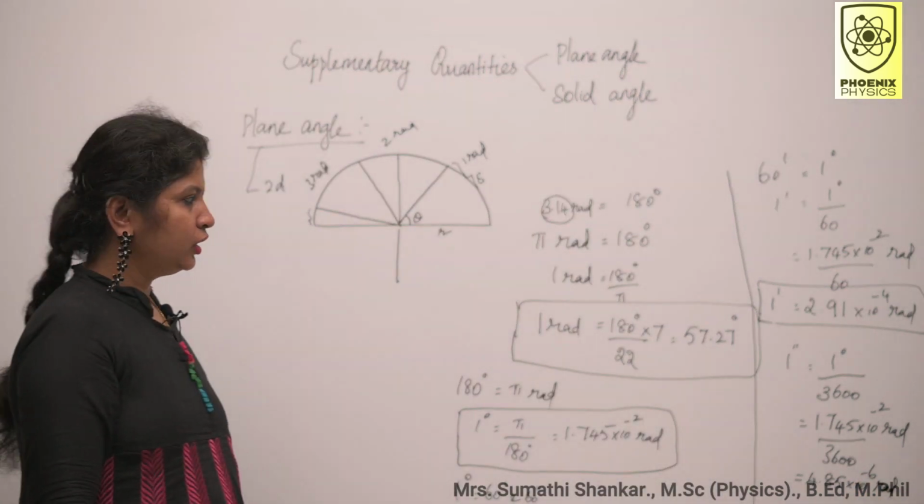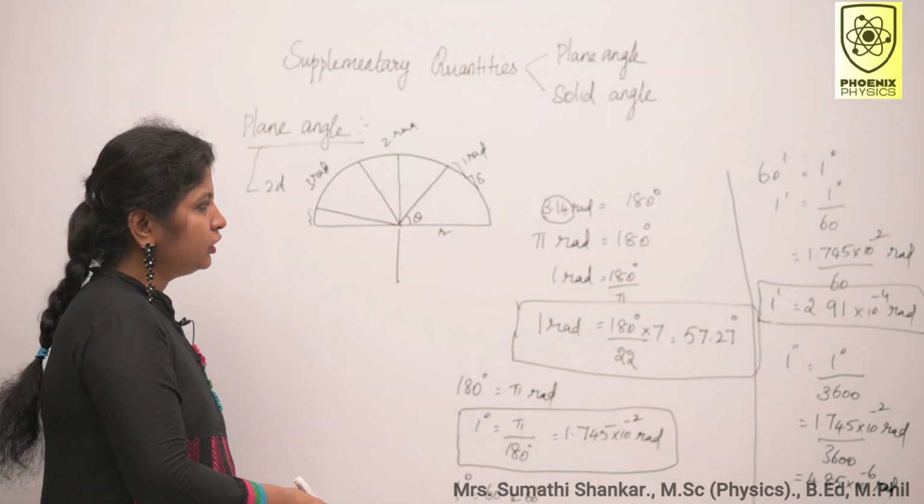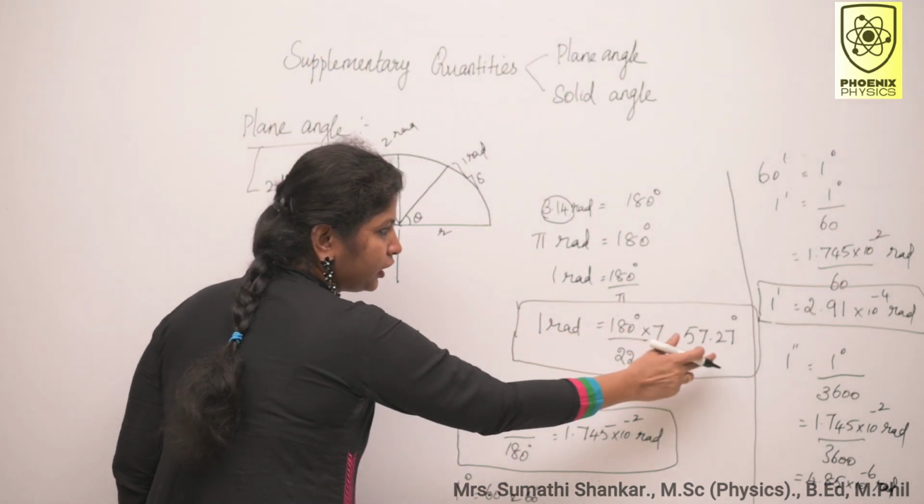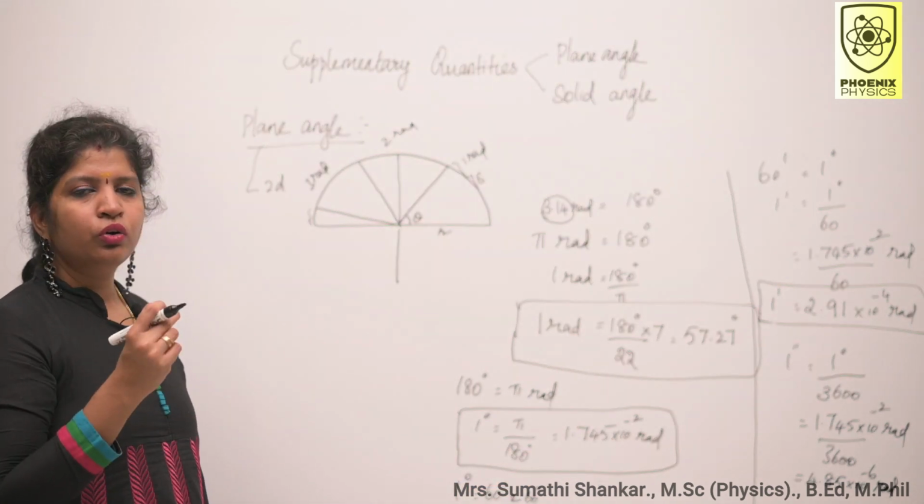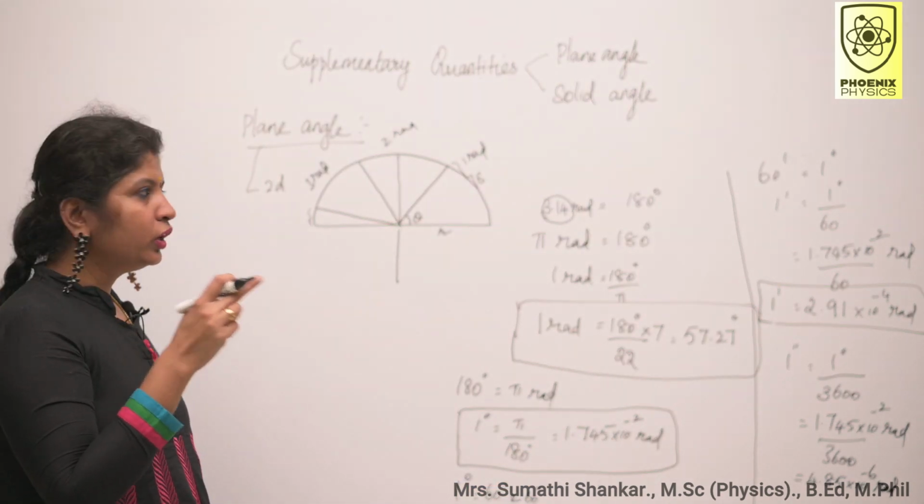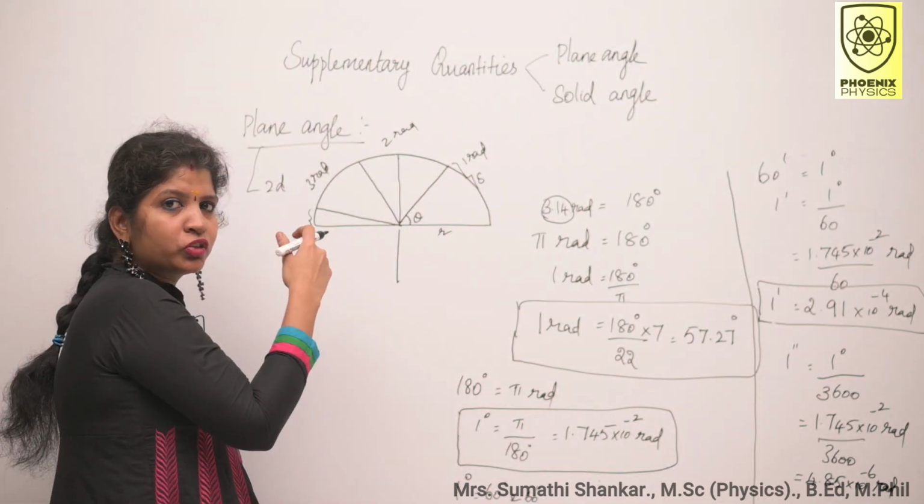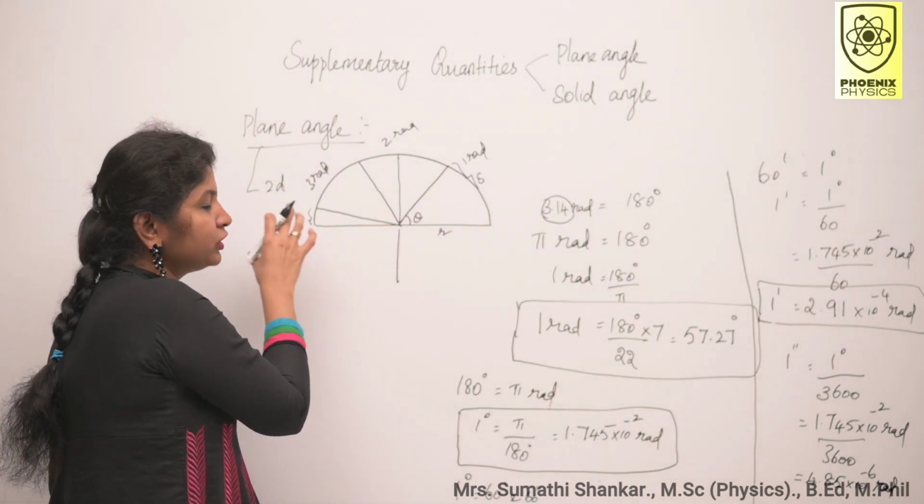So up to this clear. This is the relation between degree and radian. Radian and degree, degree and radian. Up to this clear. Now I want to find out the maximum possible angle for this plane.